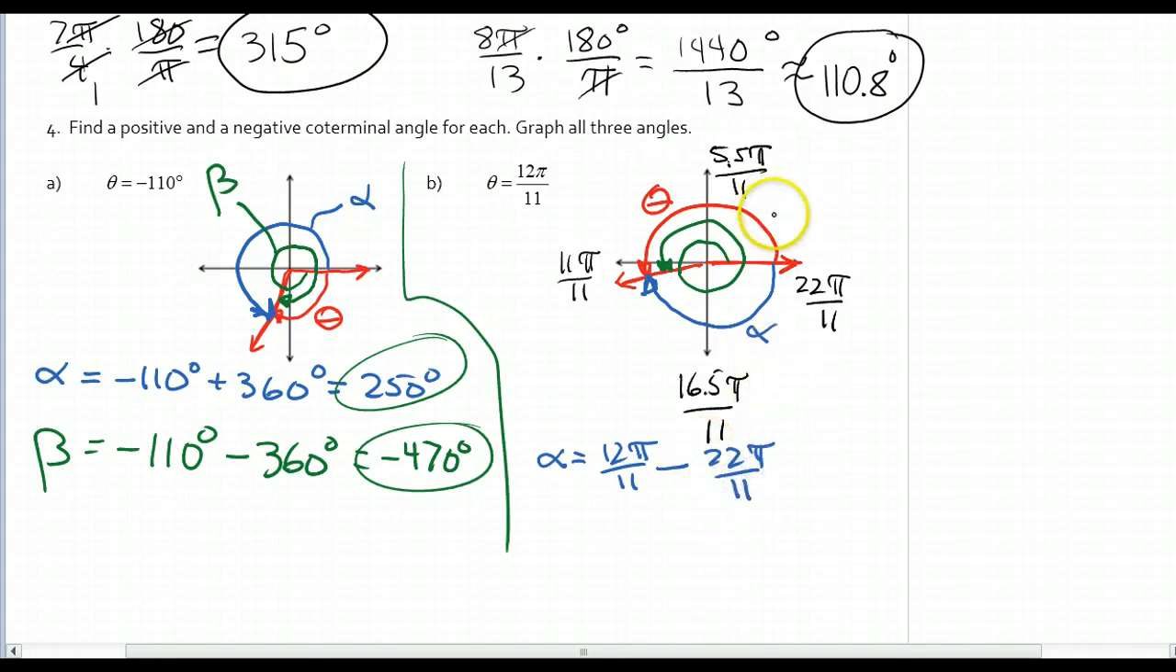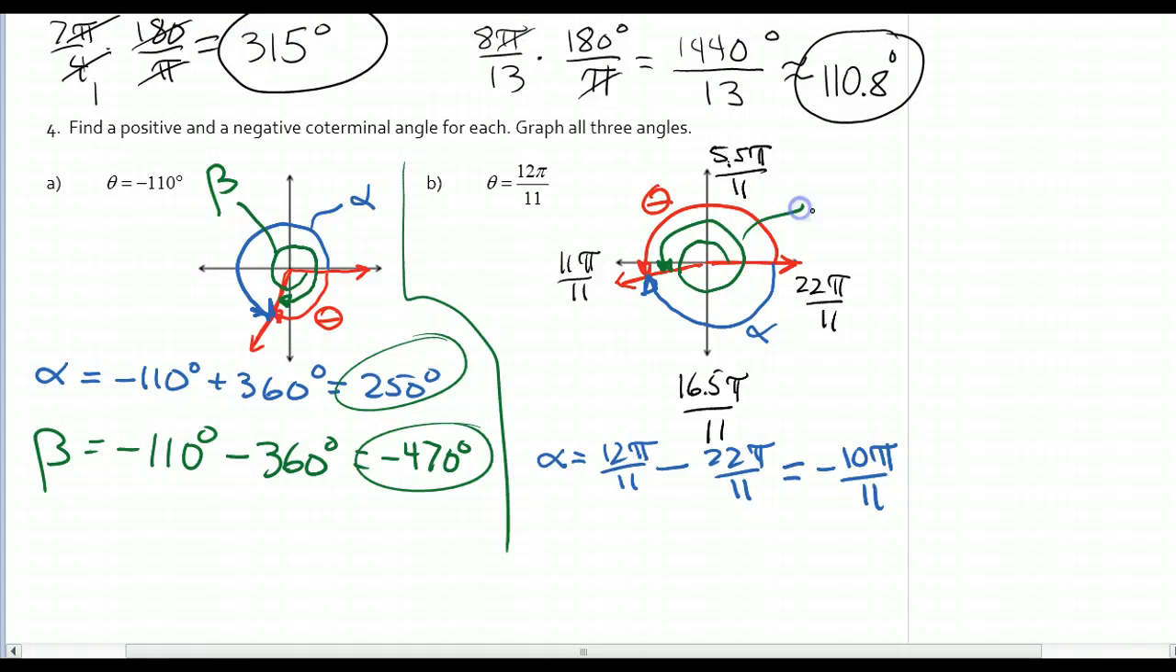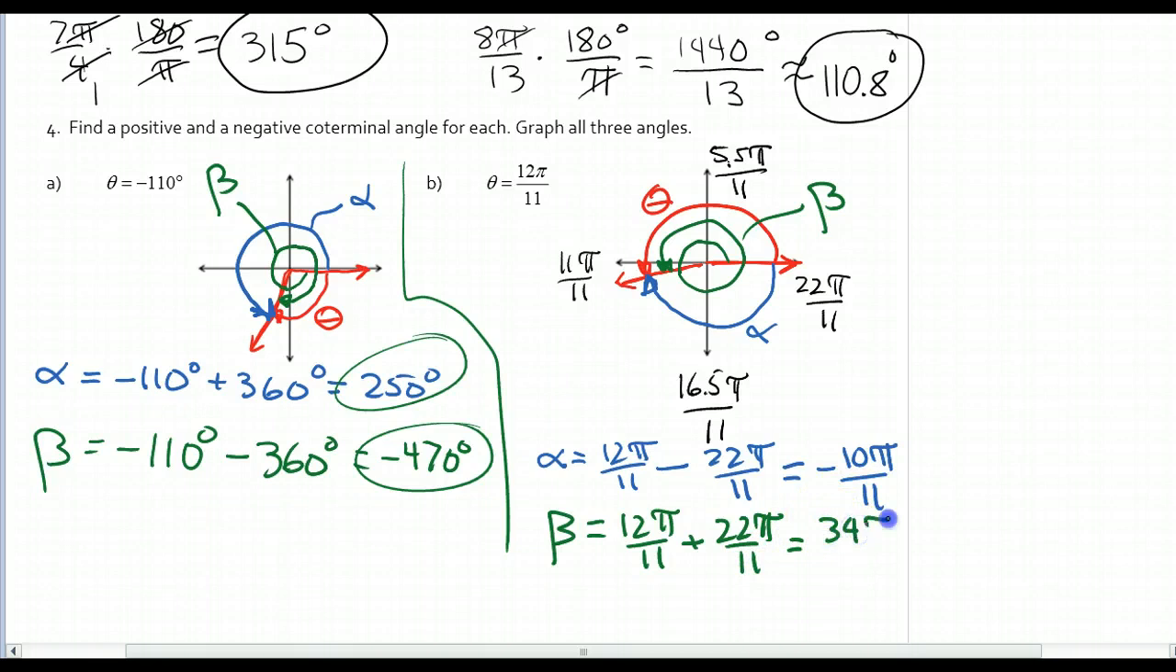Okay, so again, remember that the alpha and the theta, they add up to 360, which is 22 pi over 11, so we have to figure out what's left here. So that gives us negative 10 pi over 11. And this green angle here, that was my beta. So I've got beta is equal to 12 pi over 11 plus 22 pi over 11, or 34 pi over 11.